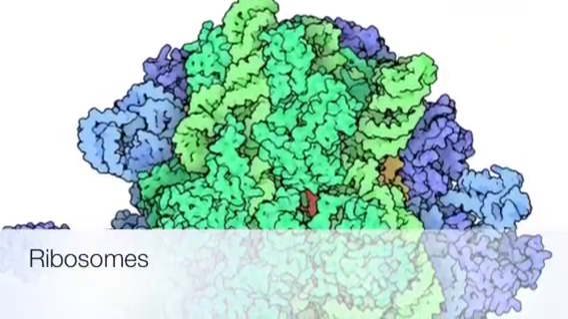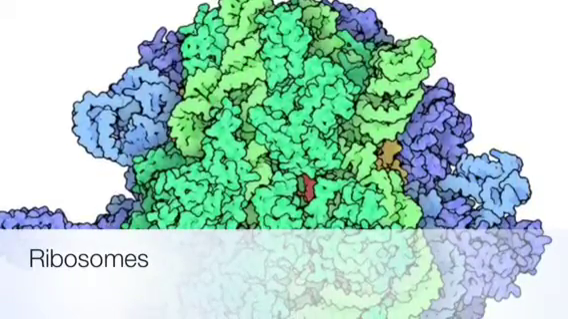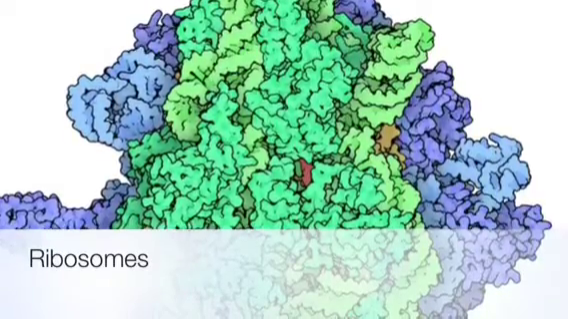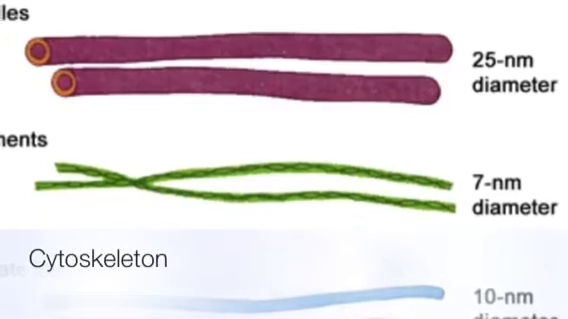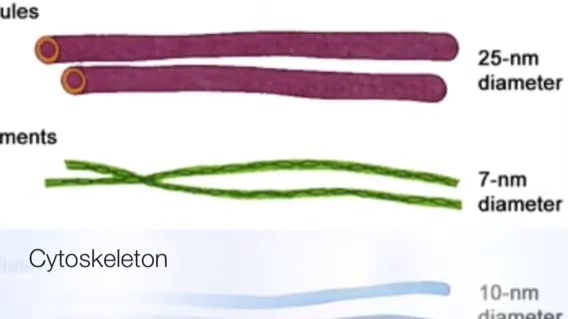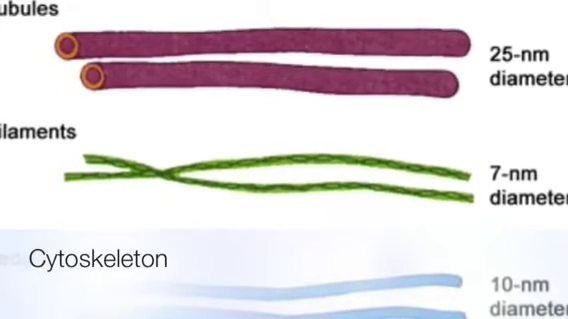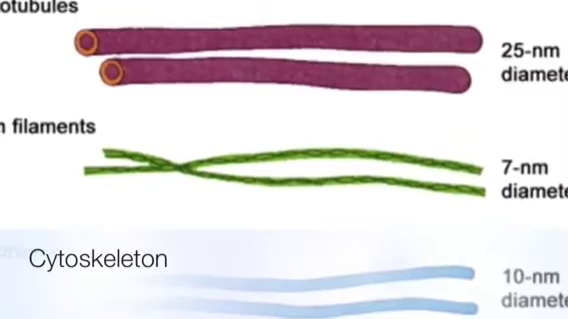Ribosomes. Ribosomes are basically the machinery that helps build proteins. Ribosomes are found outside the cell's nucleus and work with RNA to form proteins from amino acids. The cytoskeleton. The cytoskeleton helps maintain the cell shape. It is an organized network of three primary filaments, the microtubules, actin filaments, and intermediate fibers.